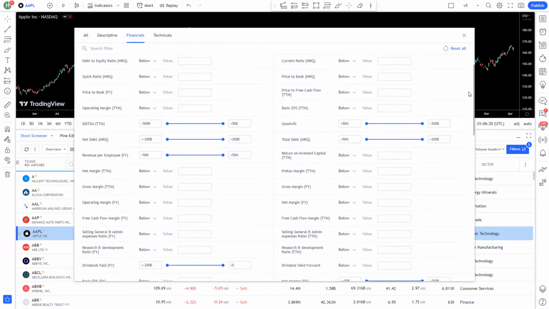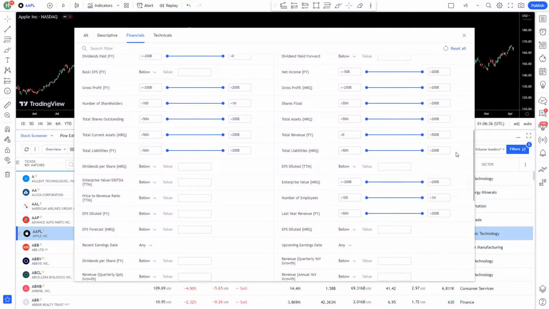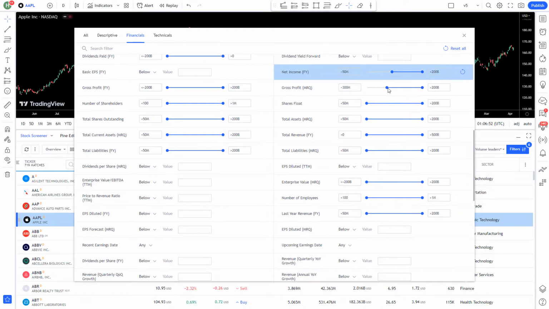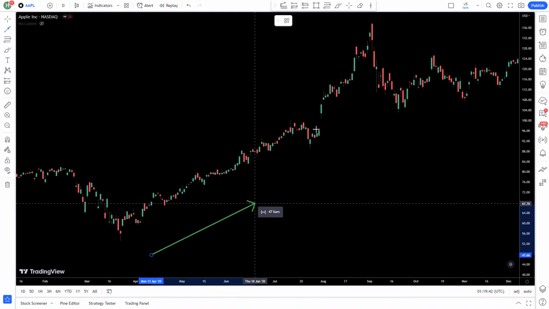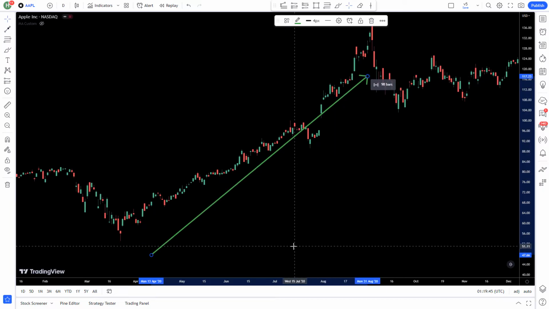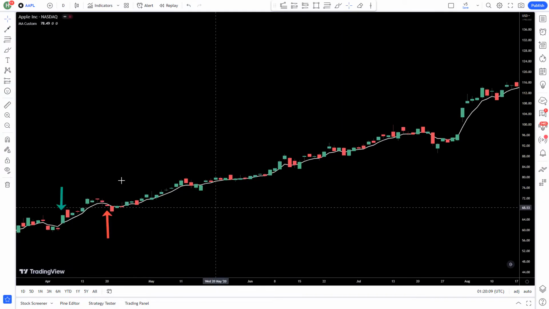Moving over to the financials tab, I understand if a company lost a little money, but I don't want to get involved in a disaster. Net income has to be at least negative 50 million, and the same for gross profit. 615 matches now. This is obviously an uptrend, but applying the 5 EMA, we can see this isn't very useful.